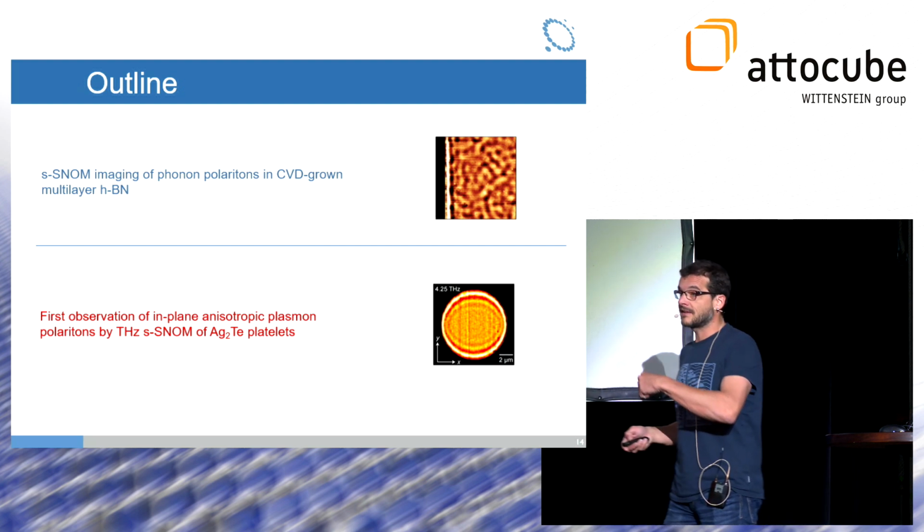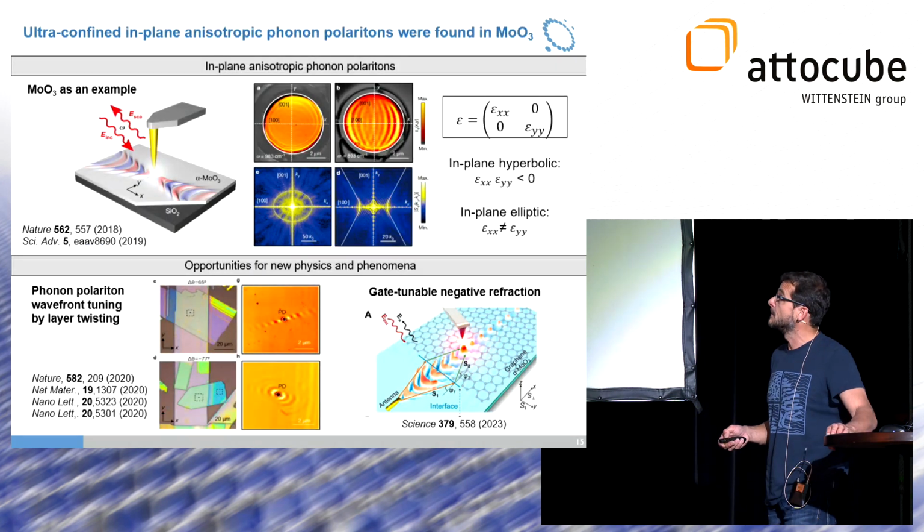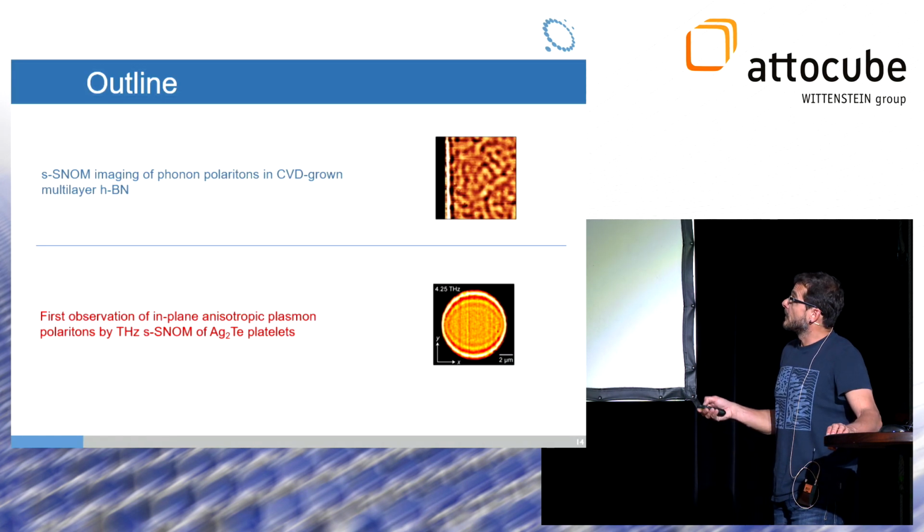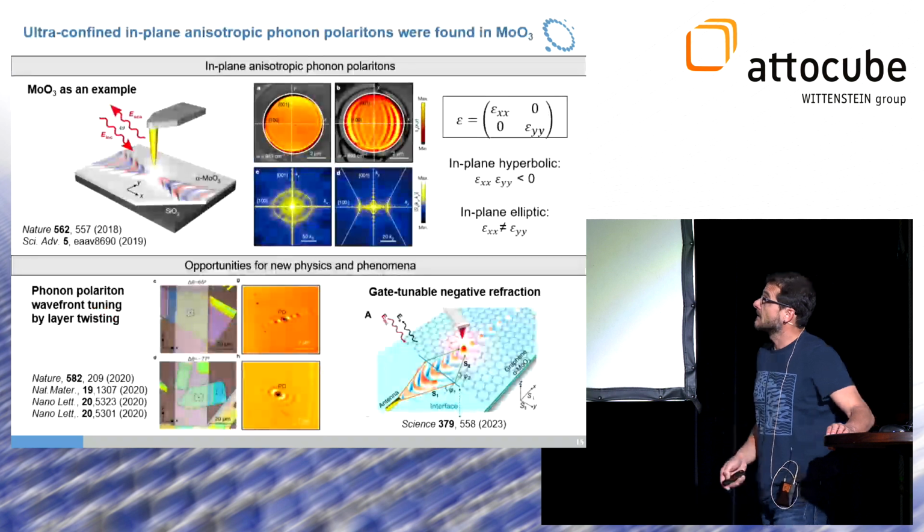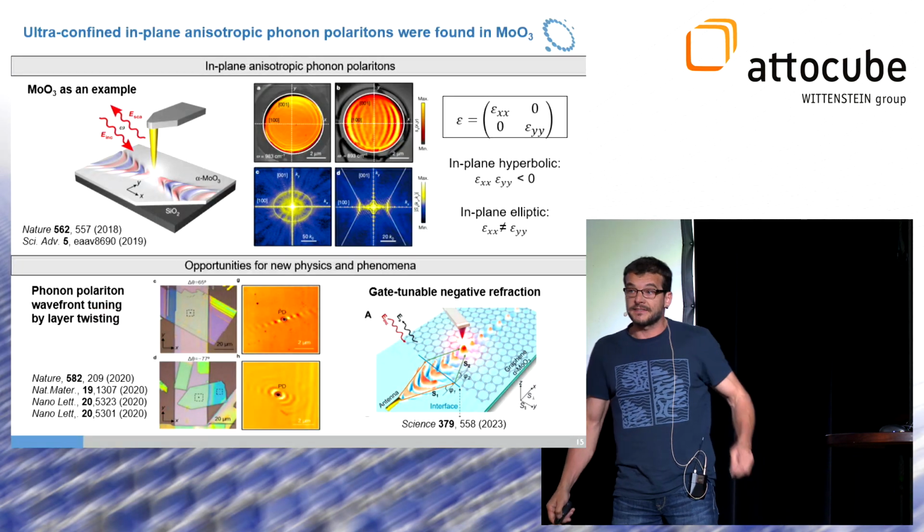Good. Now, second topic, we switch gear now completely. As I said, we go to plasmons, we go to terahertz, and we go to 3D material. And the main focus here is this anisotropy. And I just have this slide that summarizes a little bit what we heard the last days.